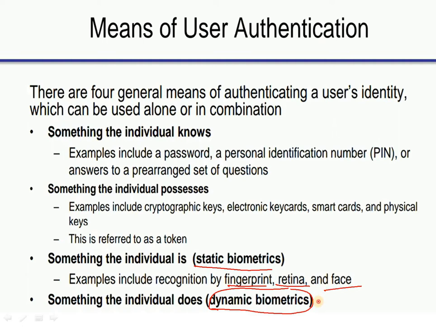Dynamic biometrics is nothing but the handwriting of the person. By using handwriting also, we can identify or authenticate the person. By using his voice or audio also, we can authenticate that person. So these are called dynamic biometrics: handwriting, voice recognition, all these things. So these are the four means of user authentication.